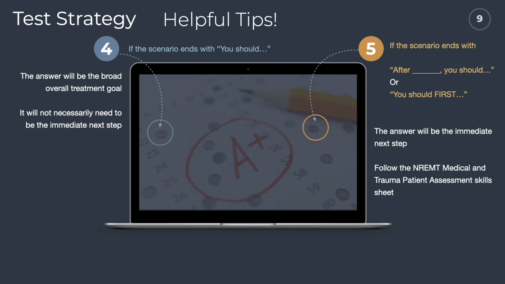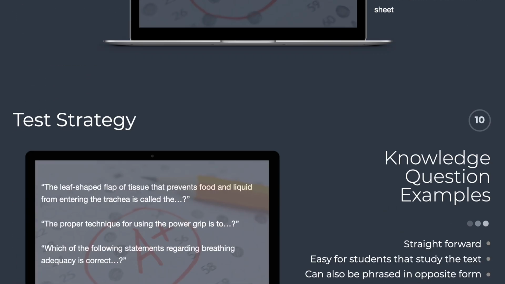You will see as we get into the examples, but this is why it is important for you to be very knowledgeable about the order of a National Registry skills sheet. With the methodology and strategy explained here, let's look at some examples and see how it all fits into practice.